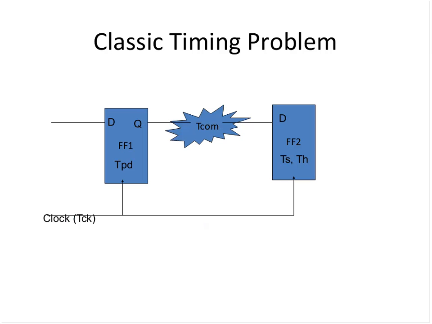I call this a classic timing problem between a register FF1 and a register FF2. The delay of the combinational logic is TCOM here. TPD is the propagation delay of flip flop 1. TS and TH are the setup and hold times for flip flop 2. So now let's see the timing equations. We'll review the timing equations. We'll see how the setup and hold times actually affect the checking and what happens if they are violated.